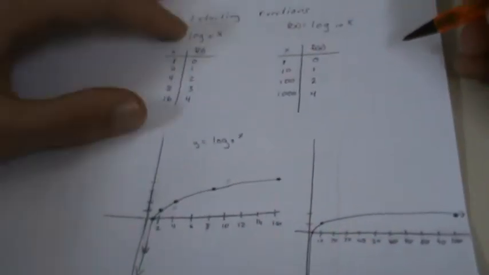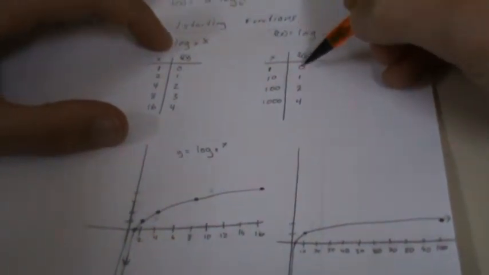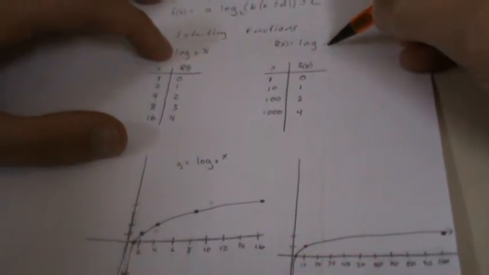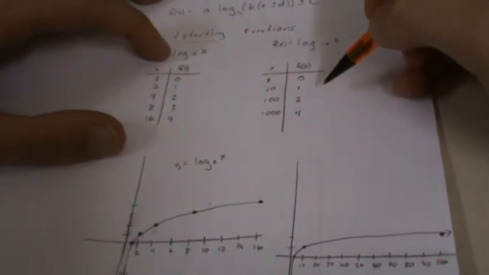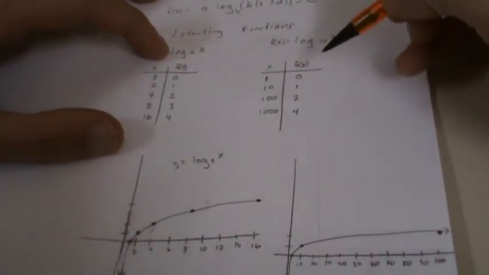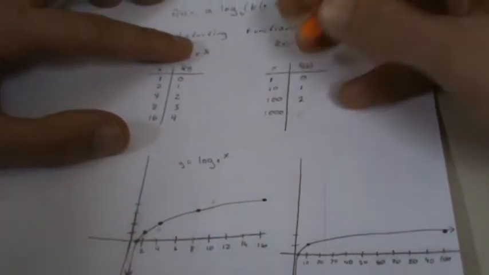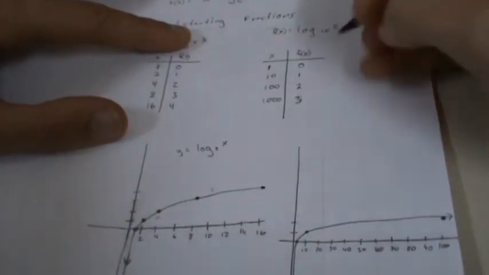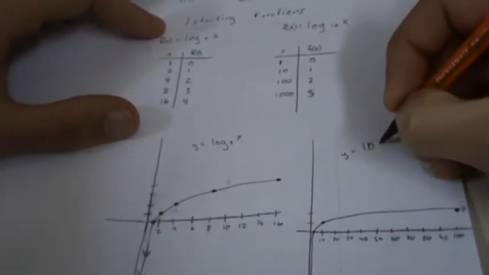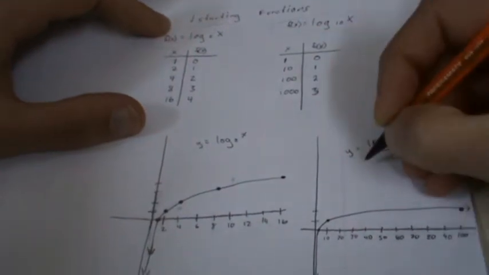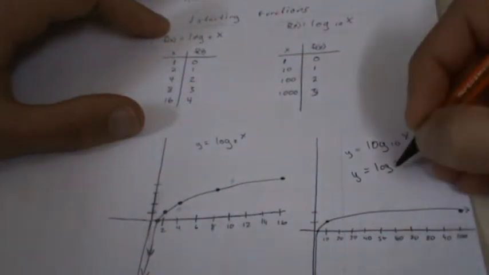Alright, here's the starting table of values for a log base 10. So I need to raise 10 to the power of 0 to get 1. I need to raise 10 to the power of 1 to get 10. I need to raise 10 to the power of 2 to get 100, and 10 to the power of 3 in order to get 1,000. And so here I have y equals log base 10 of x, or as you'll see it more commonly written, y equals log x without the 10 there.